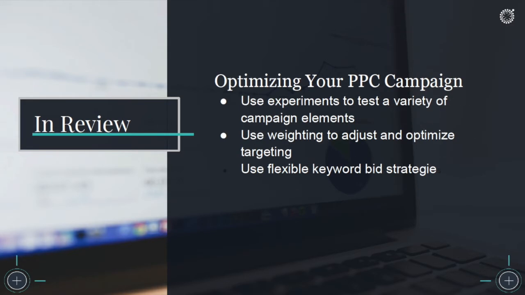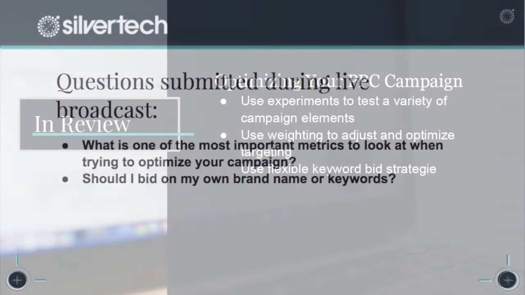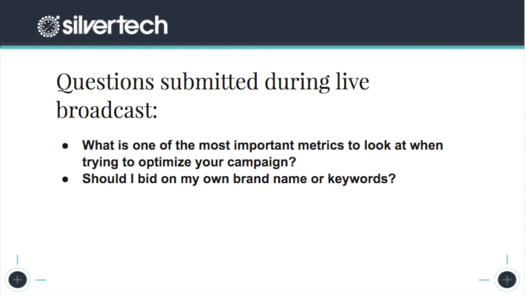And then when optimizing your PPC campaign once it's launched, use those experiments to test a variety of different campaign elements. Use weighting to adjust and optimize your targeting, and then use flexible keyword bid strategies if you can. We are drawing to a close. I just do want to see if we can address a couple of questions that we got along the way.